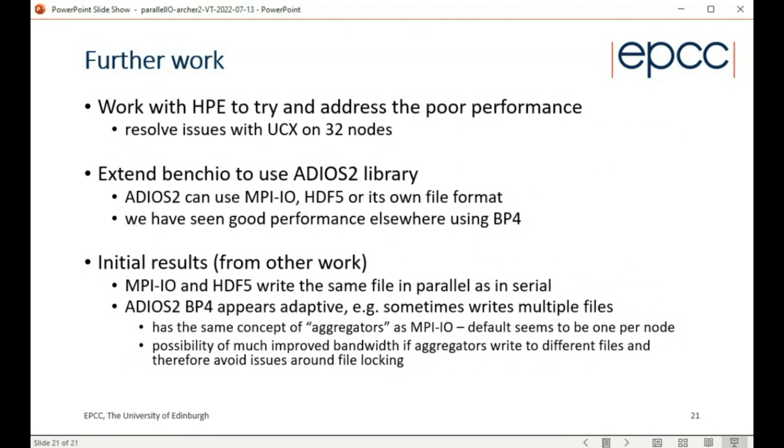So in Adios2, it appears that its own file format, BP4, and I think there's a BP5 now, actually under the hood uses multiple files. Now, you don't see that because there's metadata above there to make it look like a single file, but actually it writes multiple files under the hood, and that could be beneficial. As I said, Adios BP4, I think, appears adaptive. It has the same concept of aggregators, but each of these aggregators now writes to its own file.